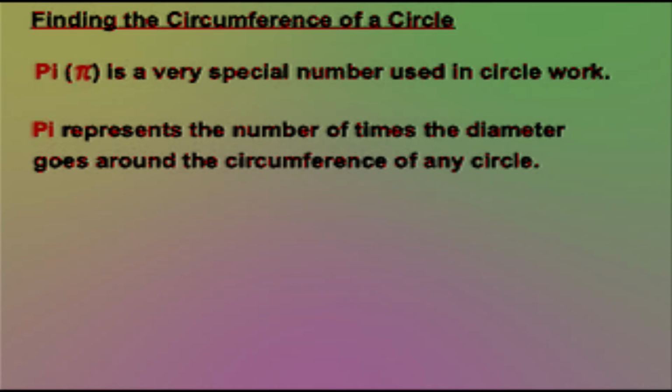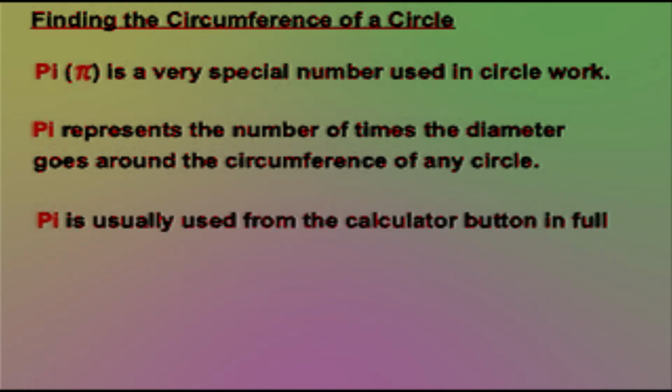That the number of times the diameter goes around the circumference is the same number in either very small circles and very big circles as well. Now we usually get that pi number to use in our calculations from our calculator button, and pi goes on forever. It's called an irrational number, and it's a continuous decimal that doesn't stop and doesn't have any patterns to it either. Strange sort of a number, but very useful for circles.